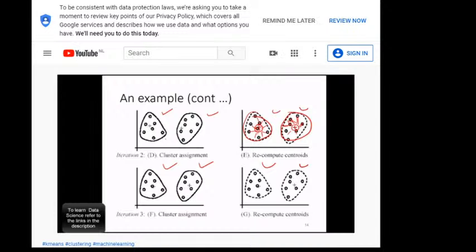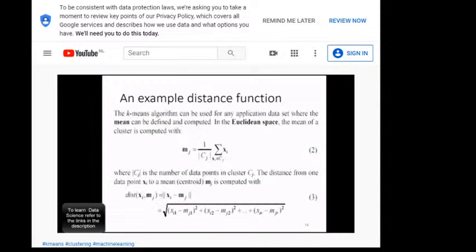Okay, so this is the way the algorithm works. It works with iterations where there is a recomputation of centroids and reassignment of data points to different clusters, and only when there is no change in a few iterations do we conclude that there is no change.